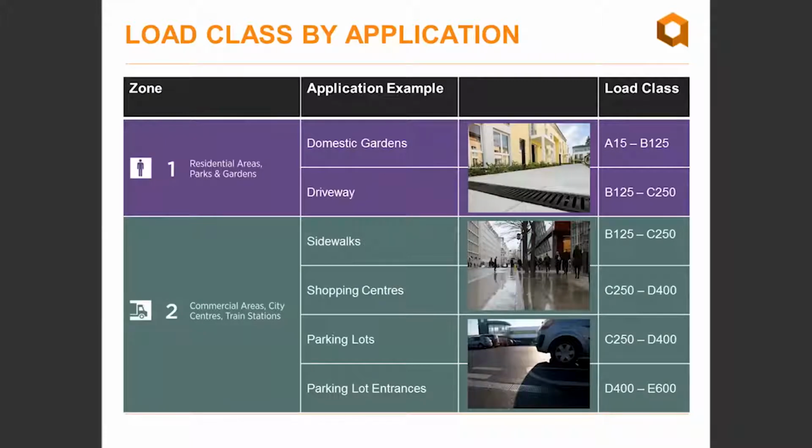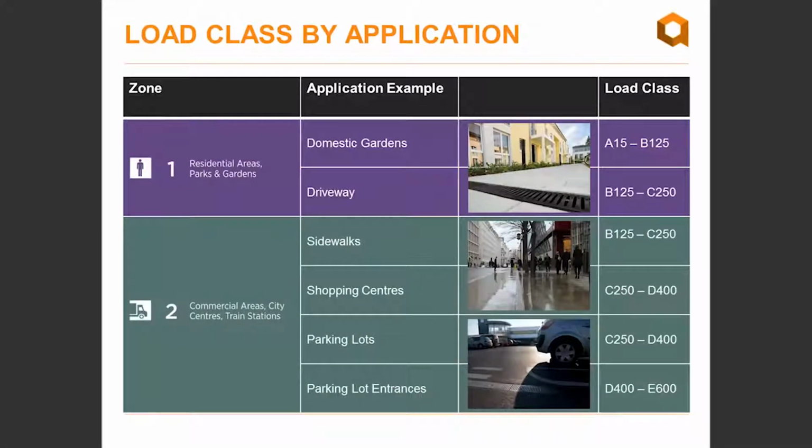Let's say you have a large truck and a trailer that is often used in your driveway, then you need to probably upgrade that to C250. Then zone 2, commercial areas, city centers, train stations. Let's take the example of a sidewalk. So the minimum is B125 because you have heavy pedestrian use and you can also have a car once in a while going over it. It can also be C250 depending, again, on the traffic pattern.